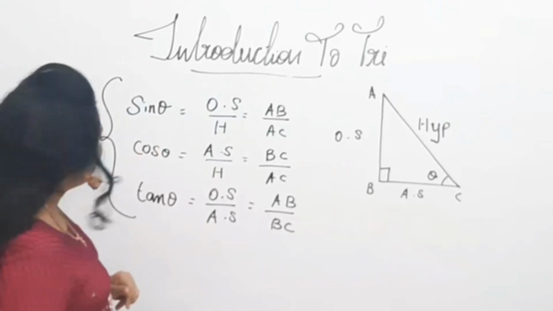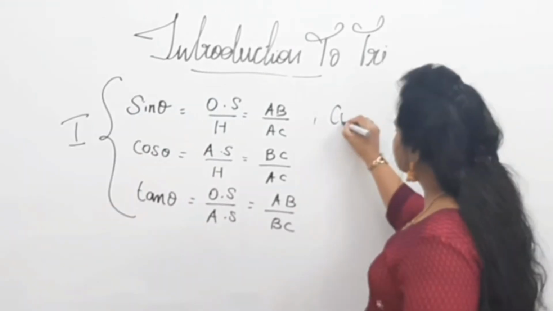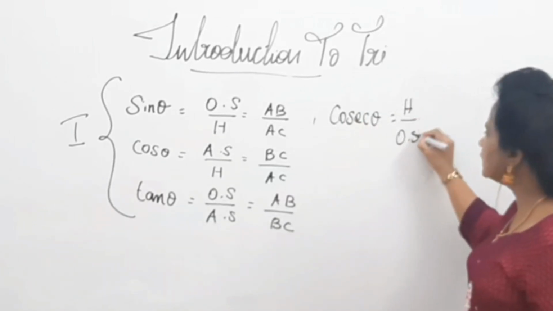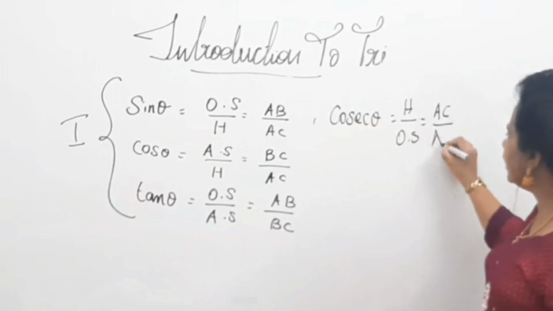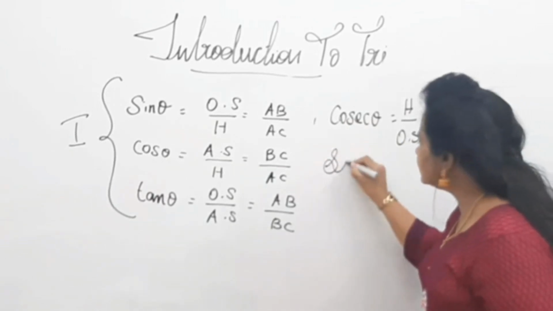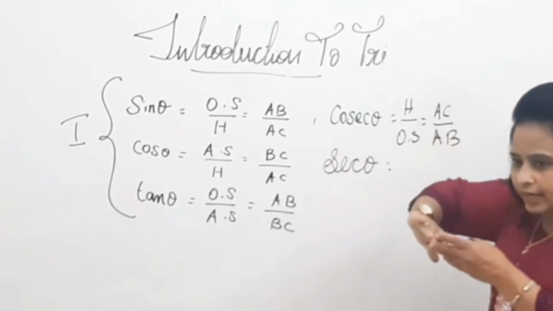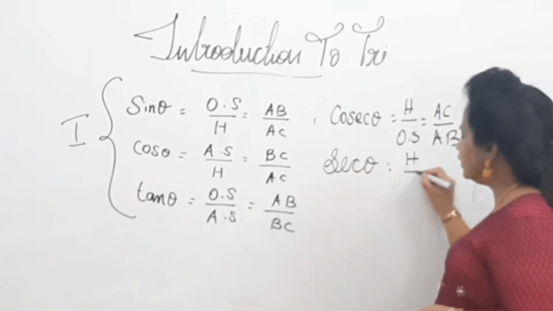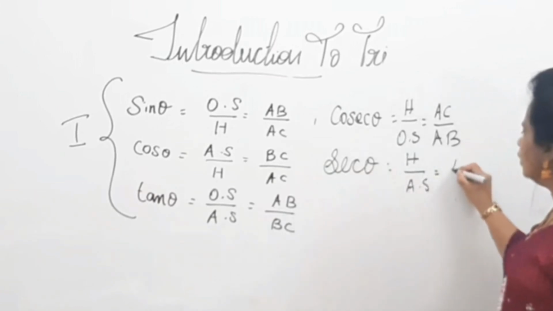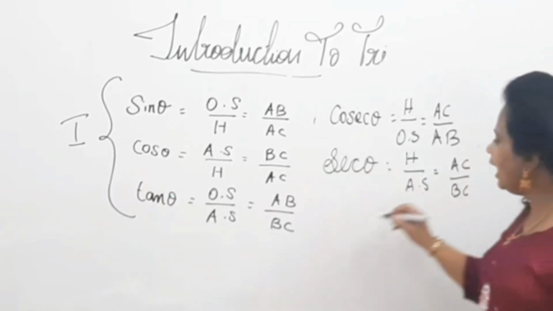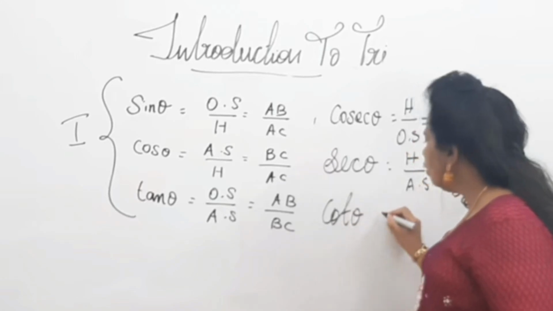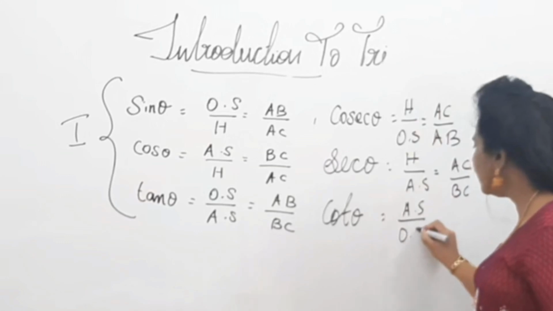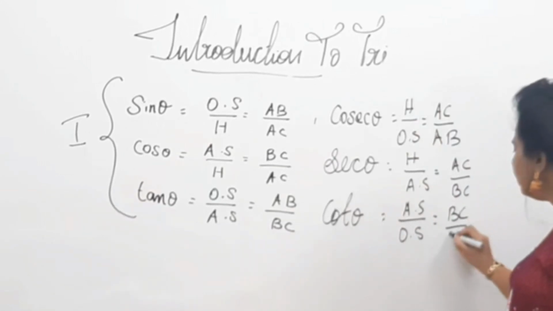Now I'm going for my cosec theta. Cosec theta is equal to hypotenuse by opposite side, which is equal to AC by AB. And this is sec theta, that is equal to the reciprocal of cos theta, that is 1 by cos. That is hypotenuse by adjacent side, which is equal to AC by BC. And my cot theta is equal to 1 by tan theta, that is adjacent side by opposite side, which is equal to BC divided by AB.